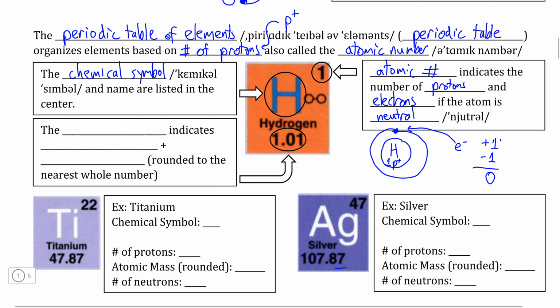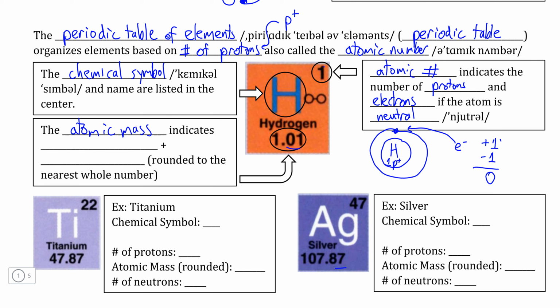Now, we have the atomic number that tells us the number of protons and the number of electrons. We have the chemical symbol so that we don't need to write the word hydrogen over and over again if we're looking at complicated structures. We have the name of the element so that we don't need to remember how to spell it. We can just look at the periodic table, and the final number, which in this periodic table is given to 2 decimal places here, is what we call the atomic mass.